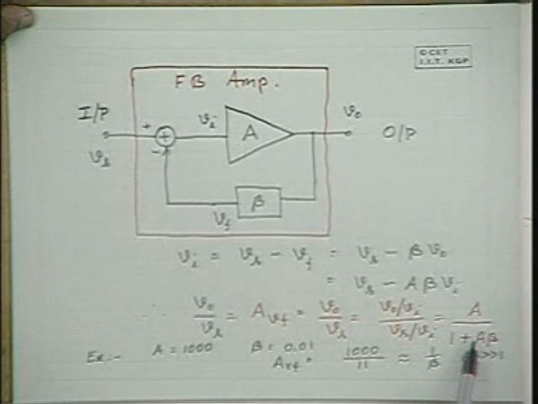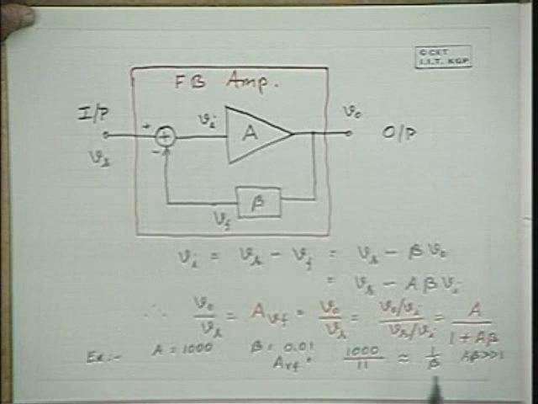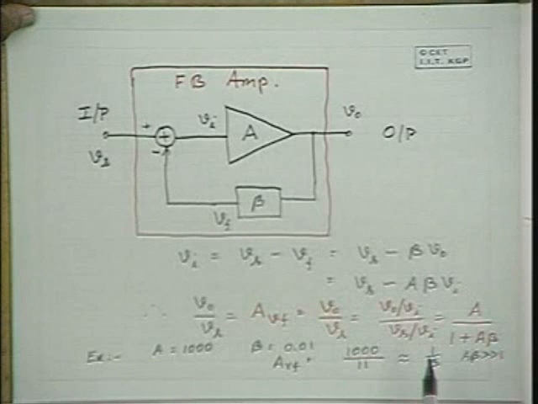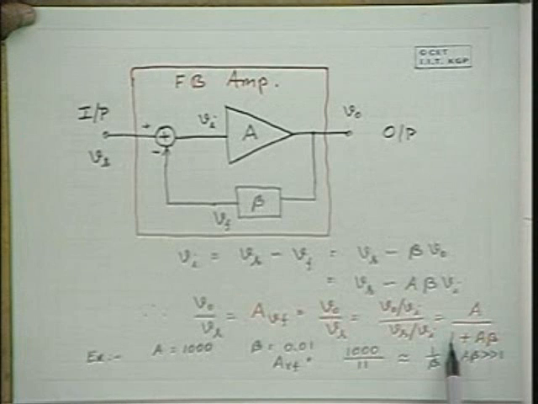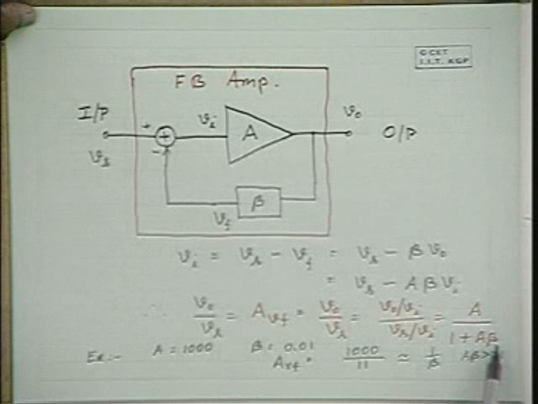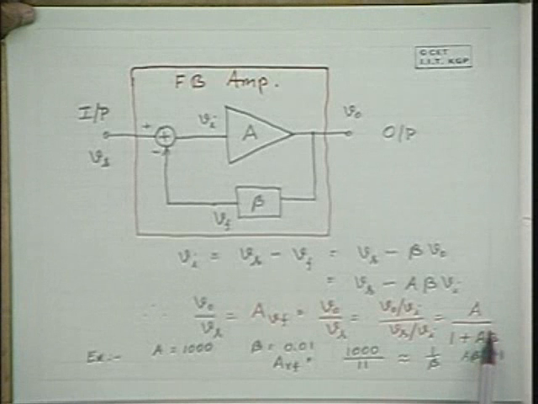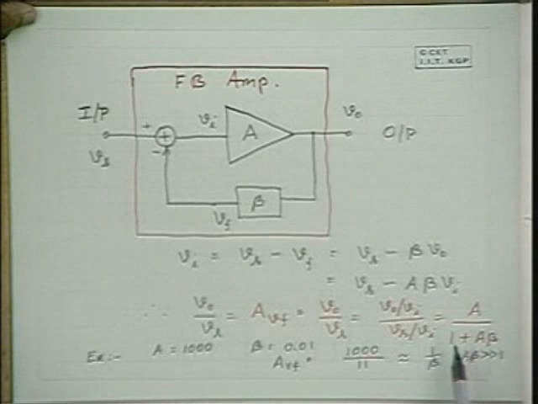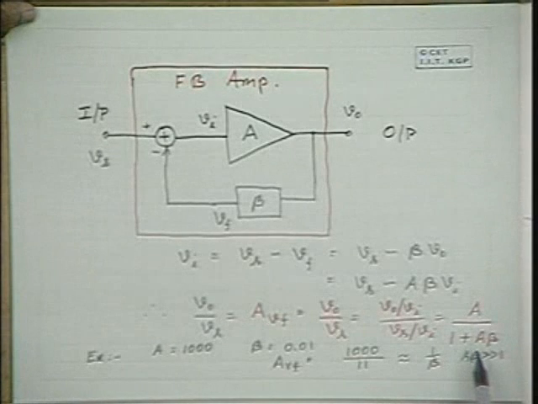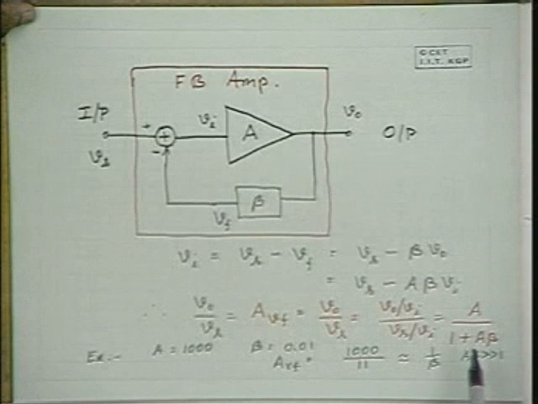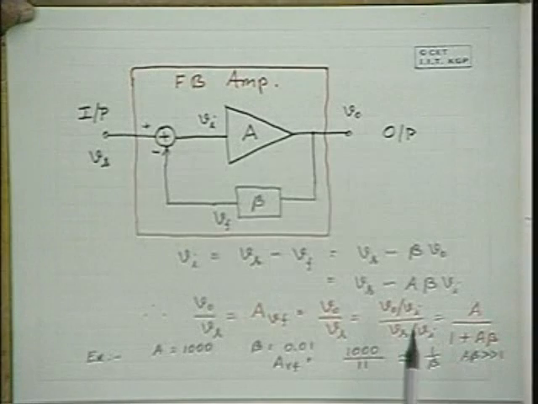Now if the feedback is positive, then the gain would have been A by 1 minus A beta, and in this particular example it would have been minus 1000 by 9. And if A beta is made to be of the order of 0.5, it would have been A by 1 minus 0.5, A by 0.5, and the gain would have been 2000. And if A beta is 0.9, gain would have been 1000 by 1 minus 0.9, it would have been 10,000. Like this, with proper positive feedback, you can increase the gain of the amplifier.